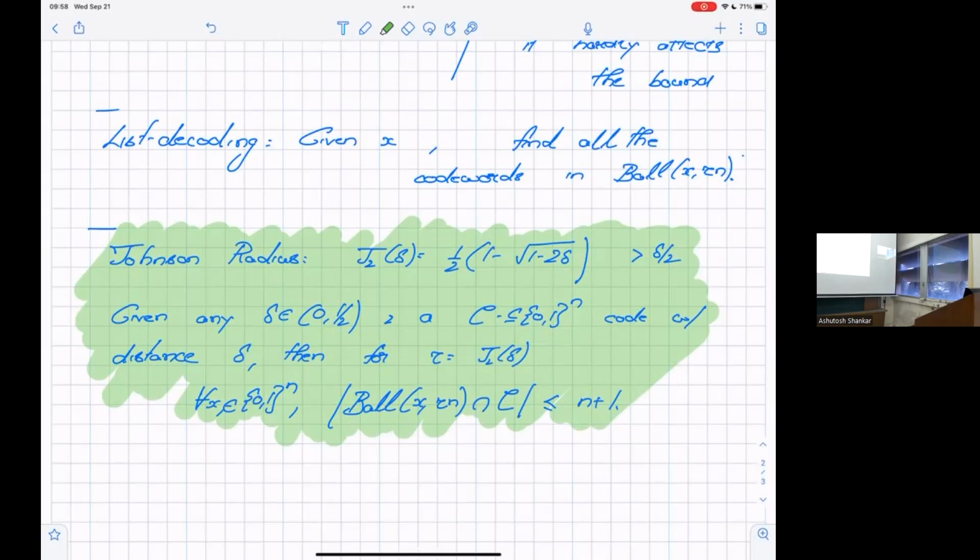And the moment you go above it, there are codes for which suddenly the number of code words becomes exponential beyond the Johnson radius. But on the other hand, there are some very nice codes which we'll see. Hopefully, we will see later on in the course codes for which, even if you go all the way to delta, don't hit delta, but go to delta minus epsilon, the list remains polynomial.